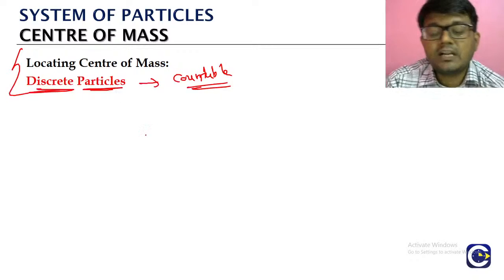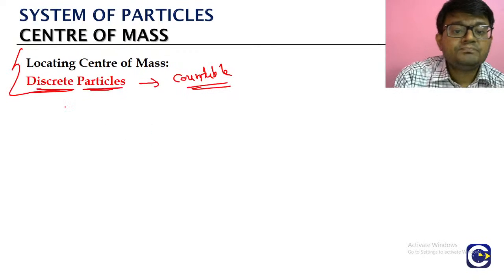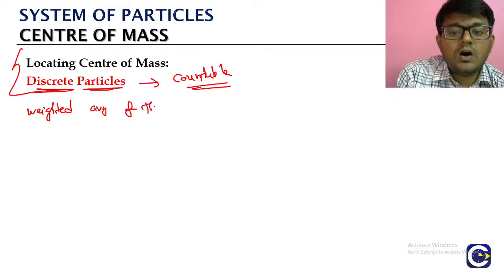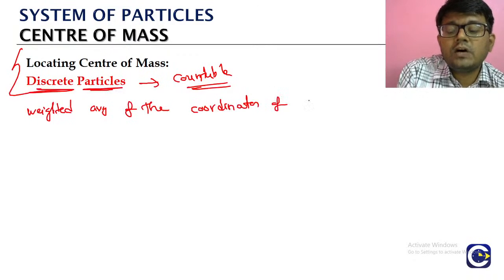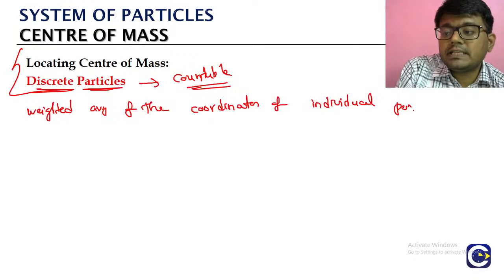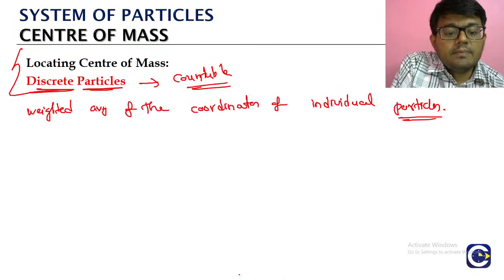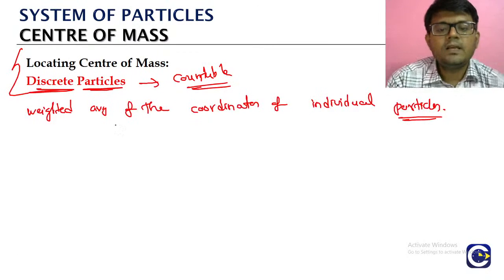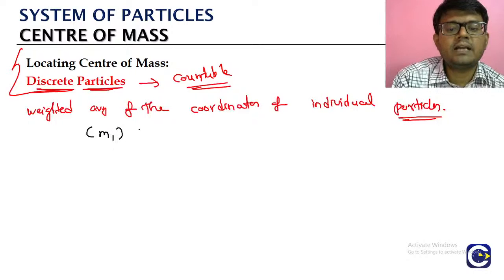So location of center of mass will be given by the weighted average of the coordinates of individual particles. So how do we give the center of mass location? It will be given by the weighted average. What is the weighted average? We will see. Say for example in our system we have particle m1 with the coordinates x1, y1, z1.